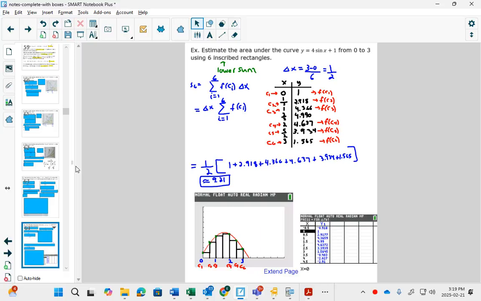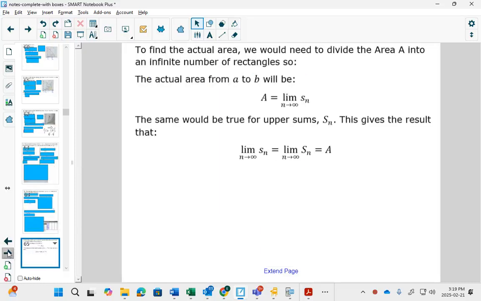All right, let us see if we can get the last question done. Nice end of the notes if we do. So to find the actual area, we'd have to do an infinite amount of rectangles, which involves us using a limit. If we have all of the lower sums, and we do the limit as n, which is the number of intervals that we have, goes to infinity, and take all of the upper sums and did it to infinity, they would end up being the same number, and that would be the actual area.